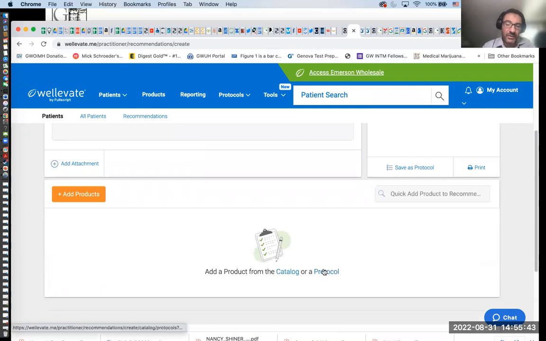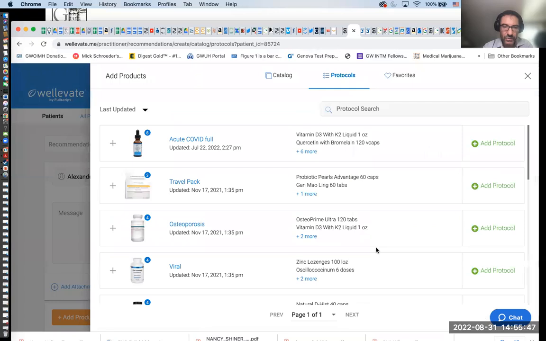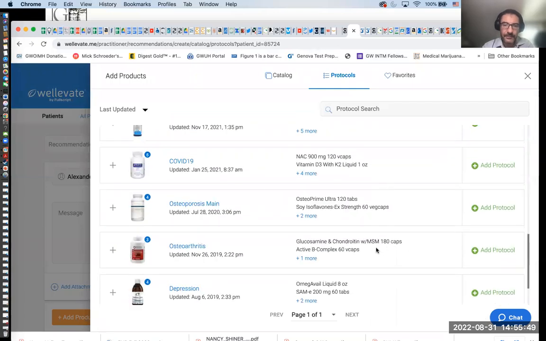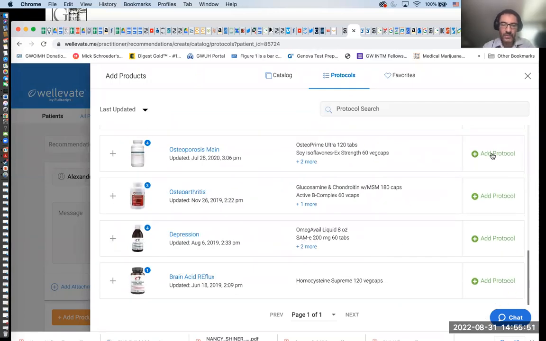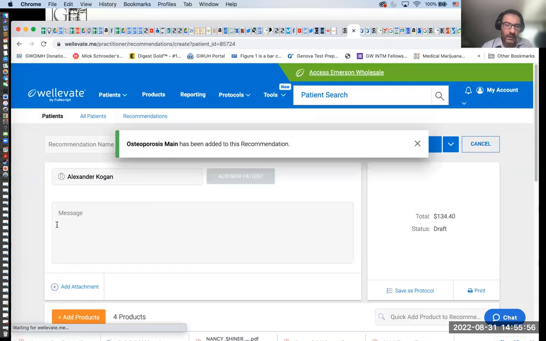So I have a preset protocol that I'm going to show you. There actually are lots of different protocols here, but I'm just going to show you one. I even have several different osteoporosis protocols. So I'm just going to show you one, one product at a time.